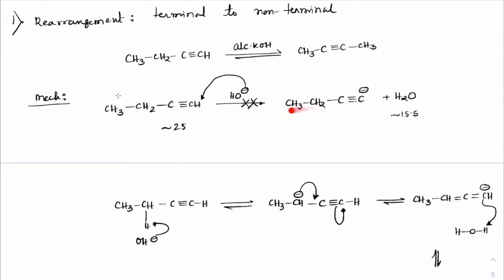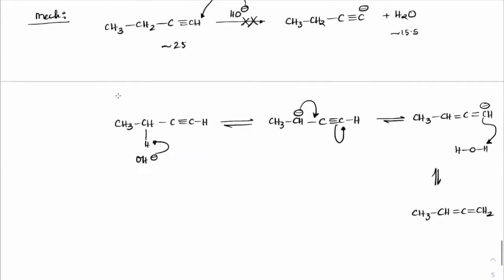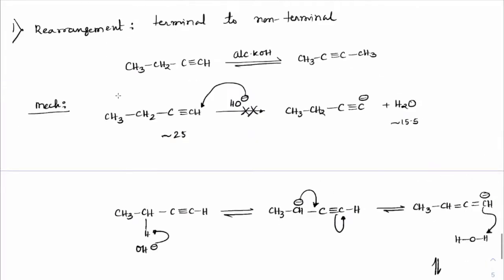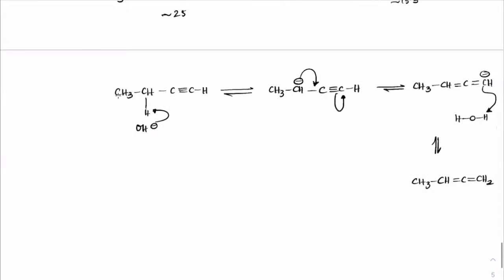Got it? So instead of driving OH minus to remove this and form a salt like this, it gets rearranged by removing H plus from this carbon. Although its pKa value is very low, the reason for doing this is excess. We are using excess amount of alcoholic KOH. Excess reactant will always drive the reaction in the forward direction. So we'll get this allene form here.